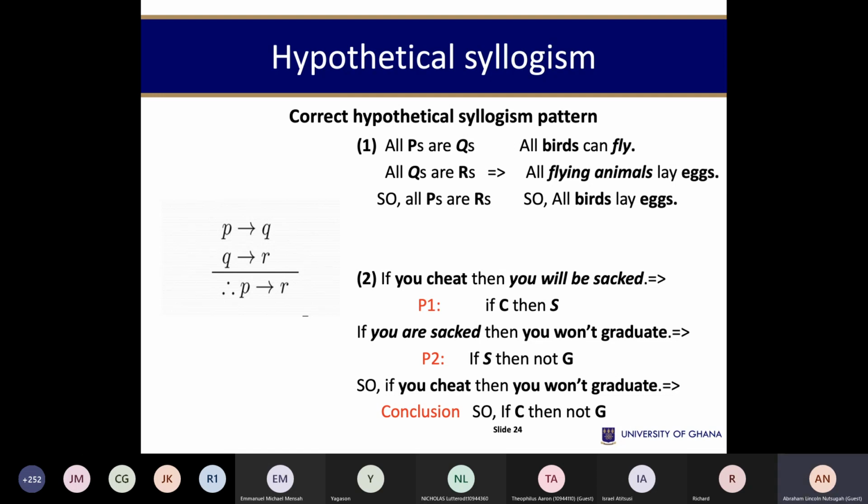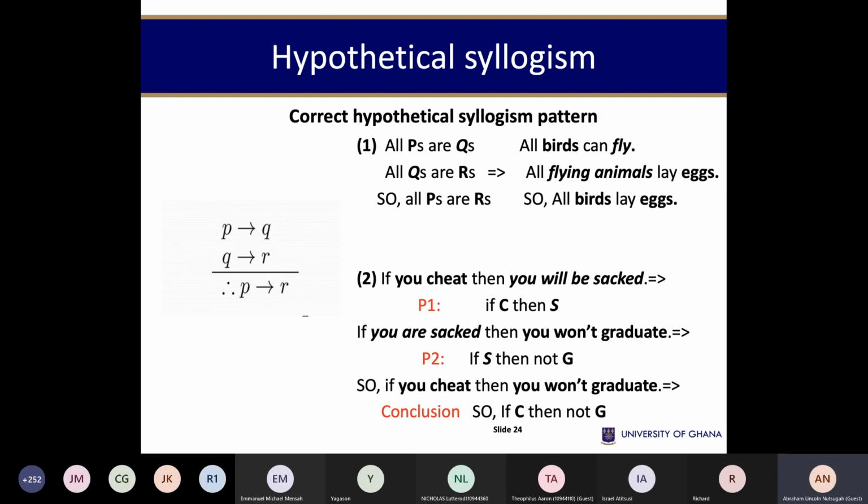Hypothetical syllogism. It's like saying that if you are the mother of Amma, and Amma is the mother of Kweku, it means that you are the grandmother of whom? Kweku. Hypothetical syllogism.